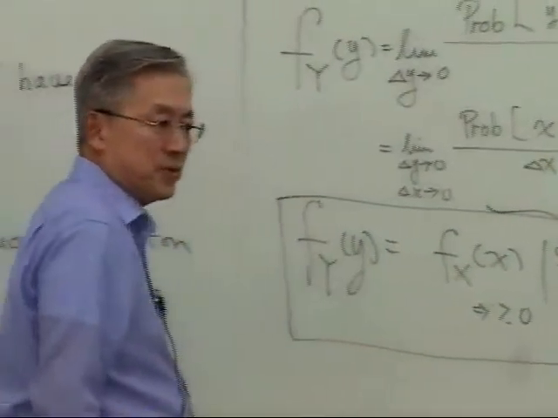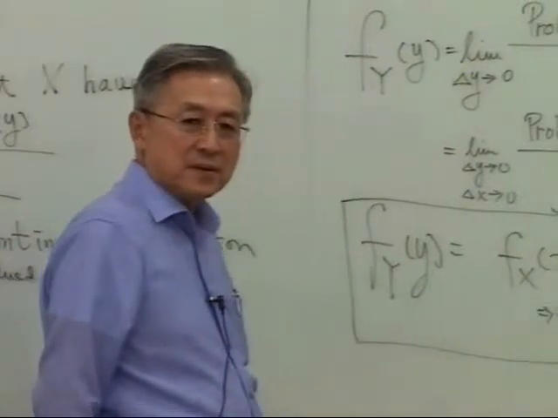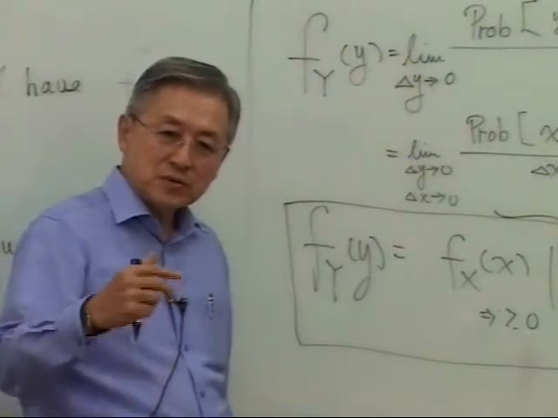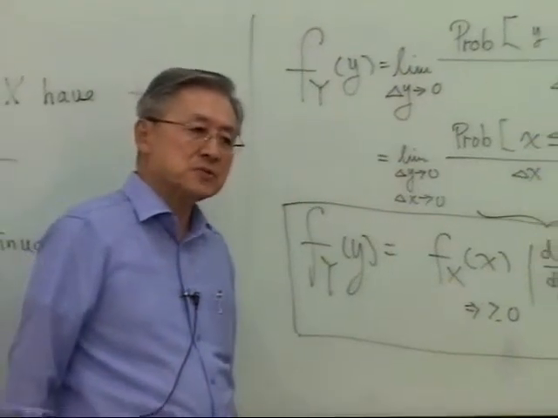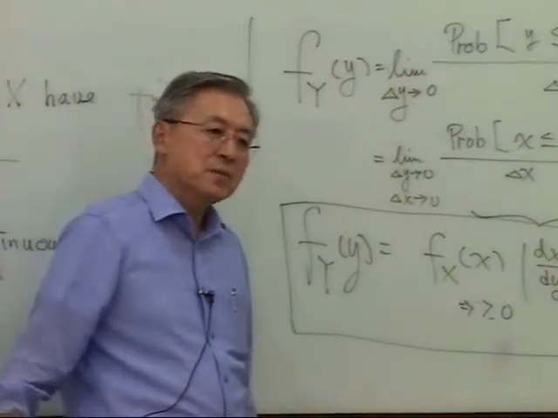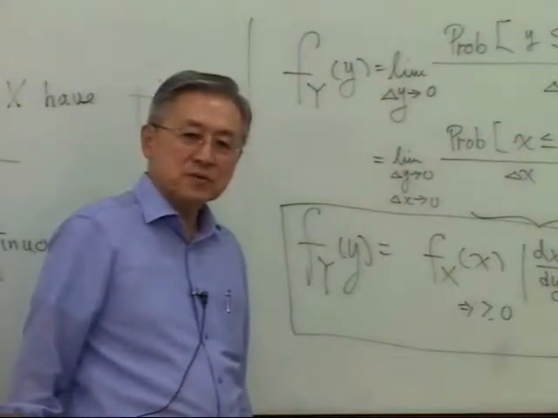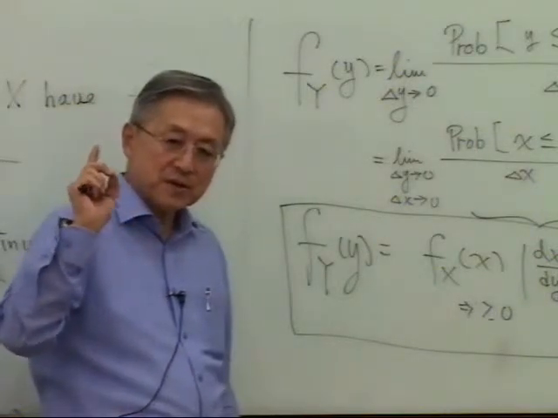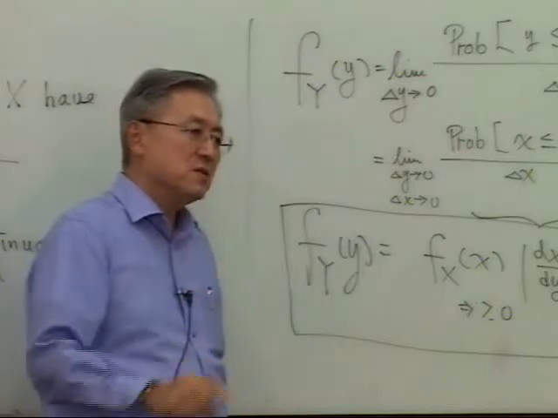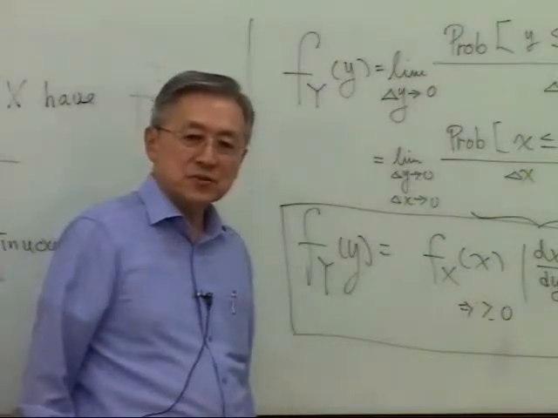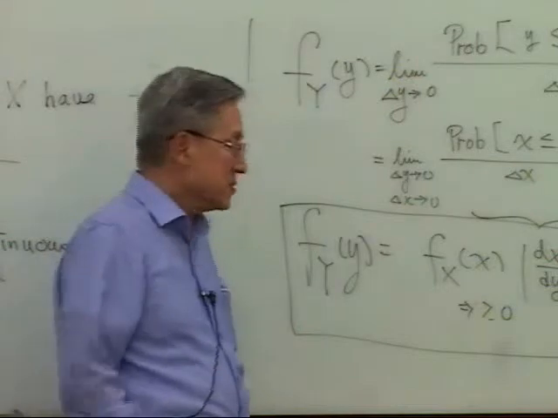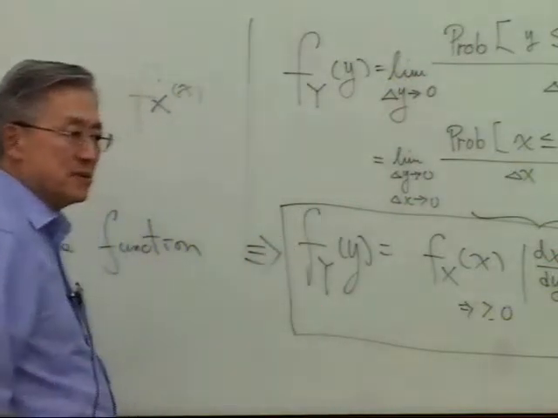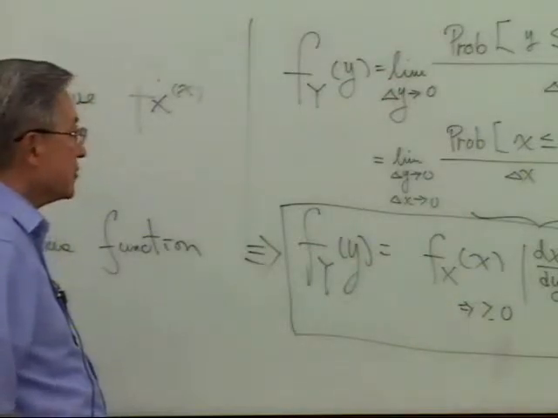So you can determine the probability density function of y when you know the functional relation between x and y, like y equal to the function g of x. But the condition here is that it is a real single-valued continuous function. So this is a typical relation to get f_Y(y).